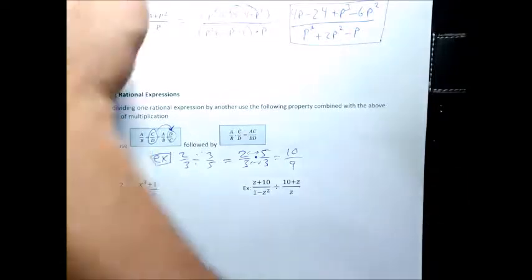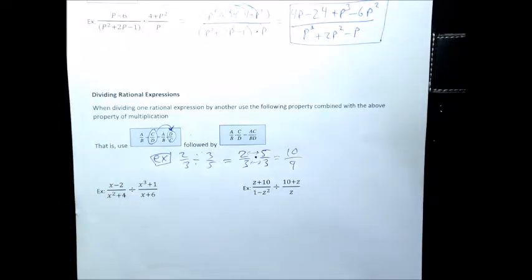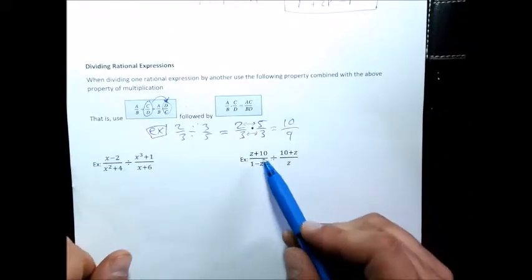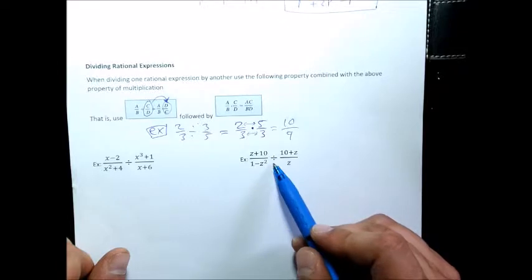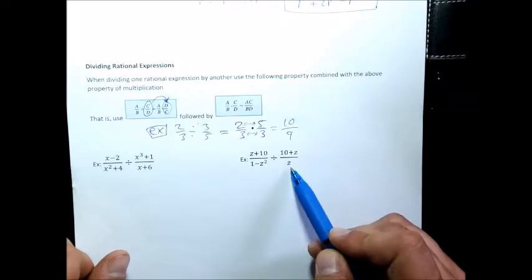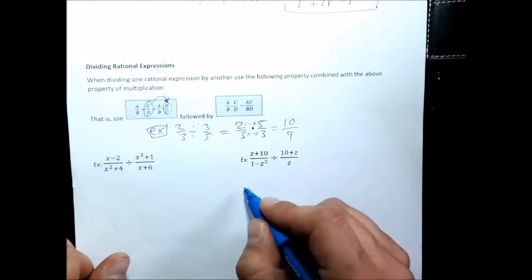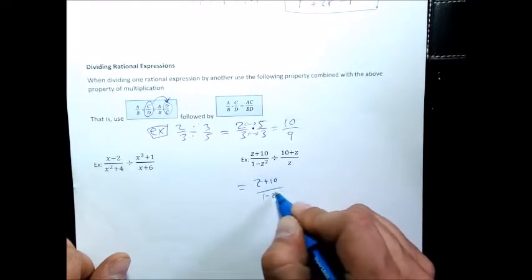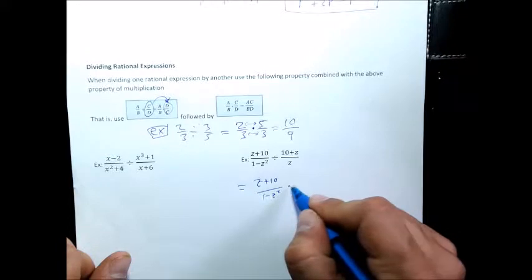All right, let me do one, and maybe ask you to try the other one. Let's see which one of these is better to do. I'm going to do the one on the right here. So we've got z plus 10 over 1 minus z squared, and we're dividing it by 10 plus z divided by z. And so we want to leave the first fraction alone, don't touch it, and then we flip over the other one.